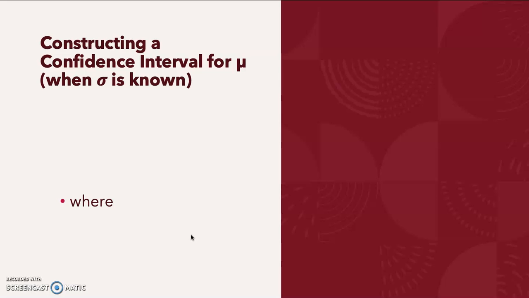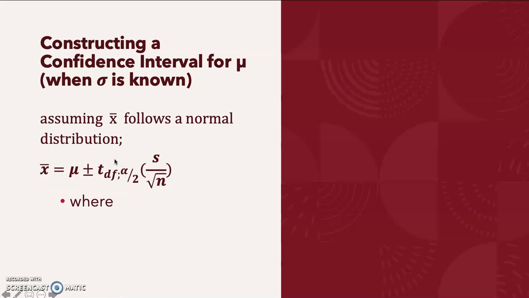Now that we have learned about the t-distribution, when the population standard deviation is unknown, we will instead use the sample standard deviation and use the t-statistic to replace the z-statistic. Thus, the formula to construct the confidence interval is as follows, assuming that the sample mean is normally distributed, and S is the sample standard deviation, and the df is equal to n minus 1.